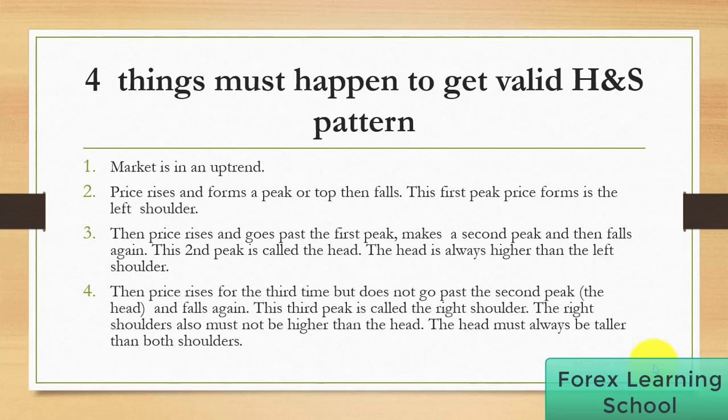4. Then price rises for the third time but does not go past the second peak, the head, and falls again. This third peak is called the right shoulder. The right shoulder also must not be higher than the head. The head must always be taller than both shoulders.